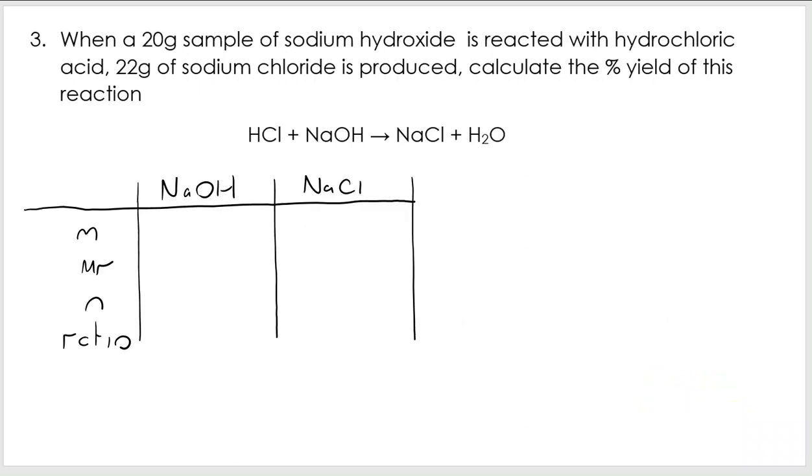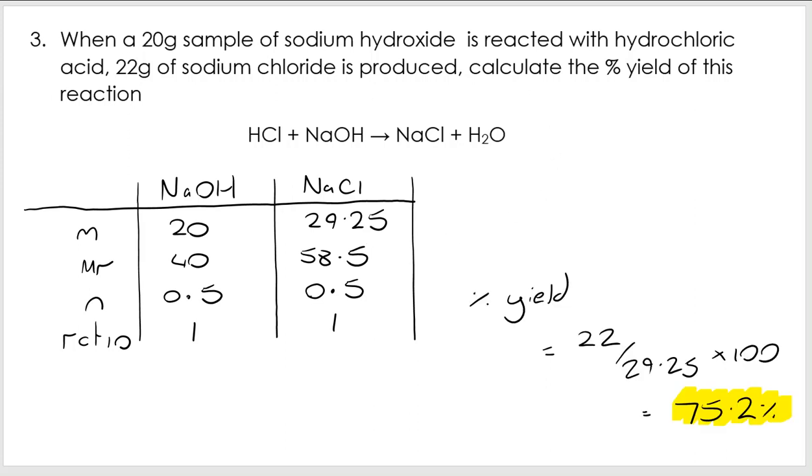Next example. And the table gets drawn out with the two species, my 20 grams of sodium hydroxide, my MRs go in, I do my mole calculation, my mole ratio. From my mole ratio, I can work out the number of moles of sodium chloride I should have made. I can multiply those together, I get 29.25 grams. 29.25 grams theoretical mass. I only made 22. So 22 divided by 29.25 multiplied by 100 gives me 75.2%.